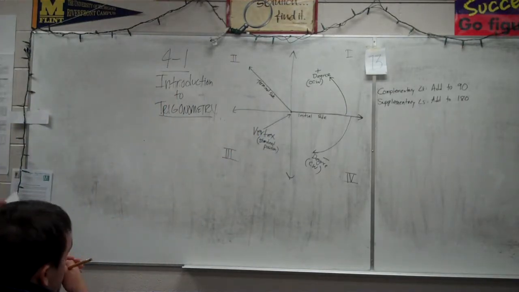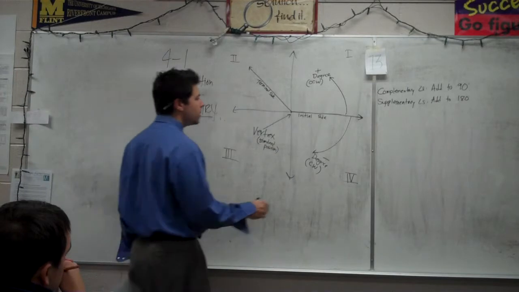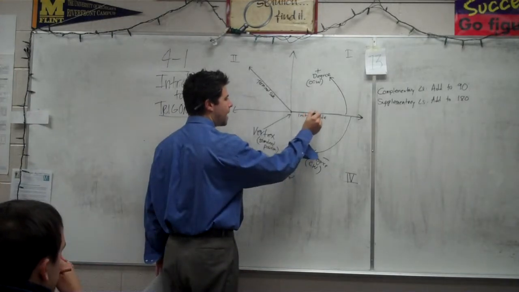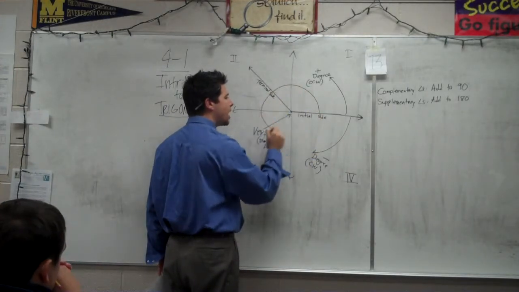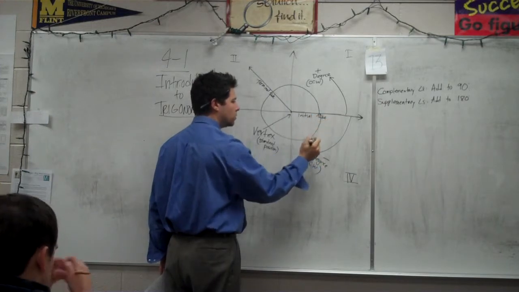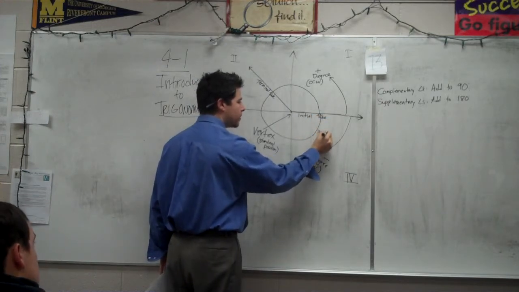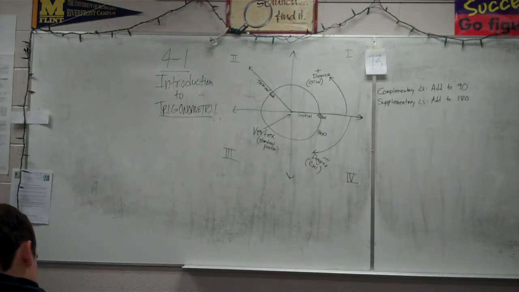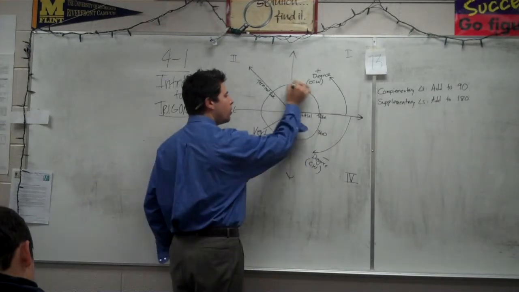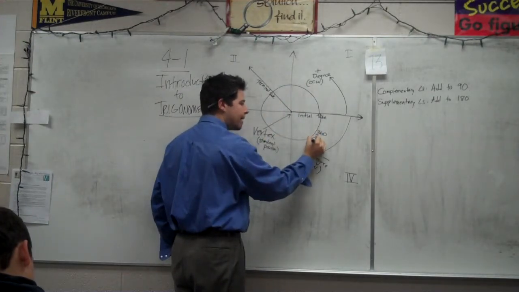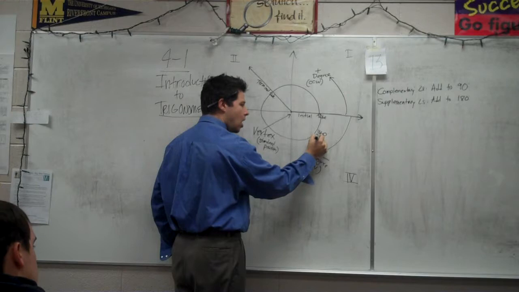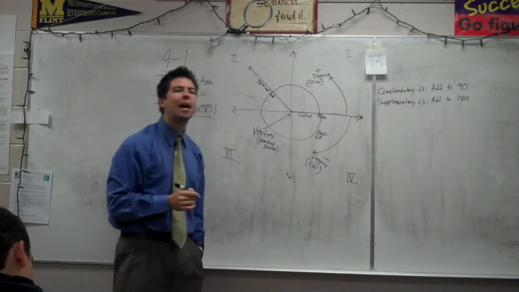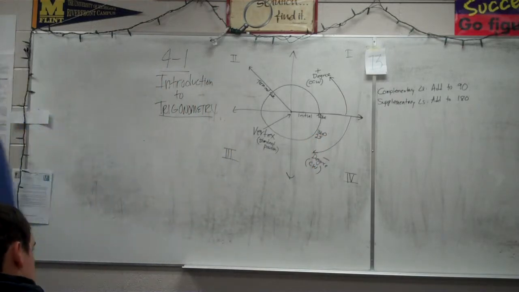Now, here's what we can also put on here. If I go all the way around the circle, we know that this is going to be 360 degrees. If I go all the way around the circle, I am telling you that it is also the same as 2 pi.